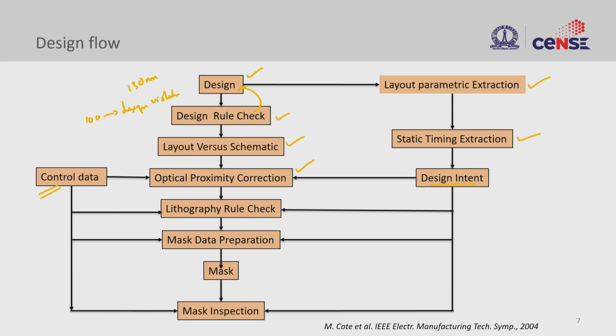So you will have lithography rule check after that, and then you have the mask data and then your mask inspection data. All these things are there. So this control data is nothing but your process data. So I'm going to do some lithography process, and this is the limitation of my lithography process. So I feed those data for optical proximity correction. I feed the same data for rule check as well, for data prep, and also mask inspection.